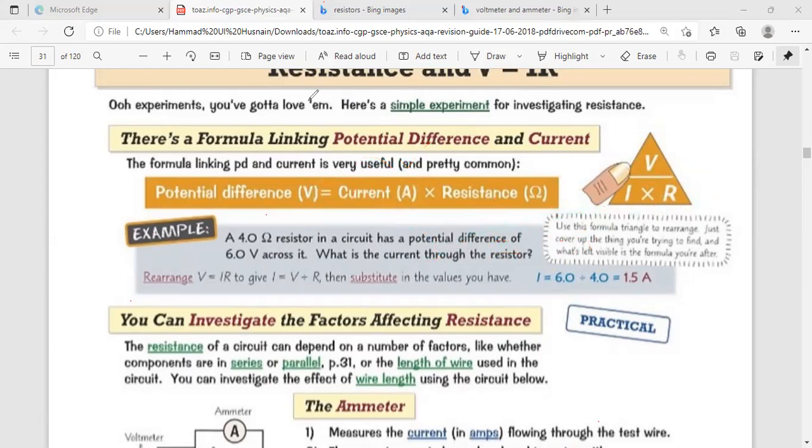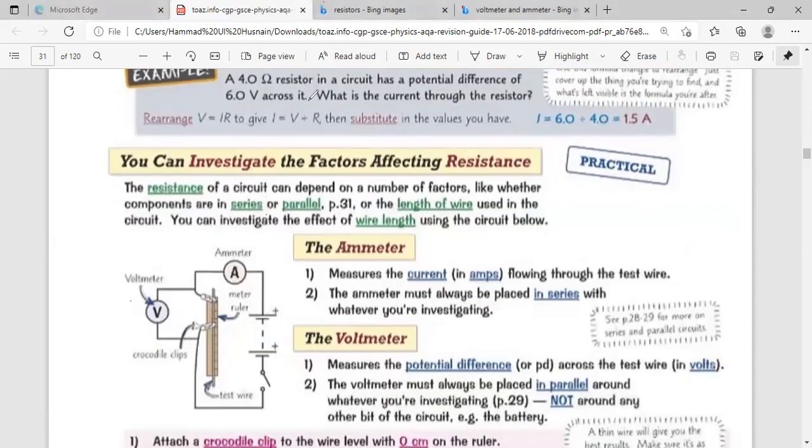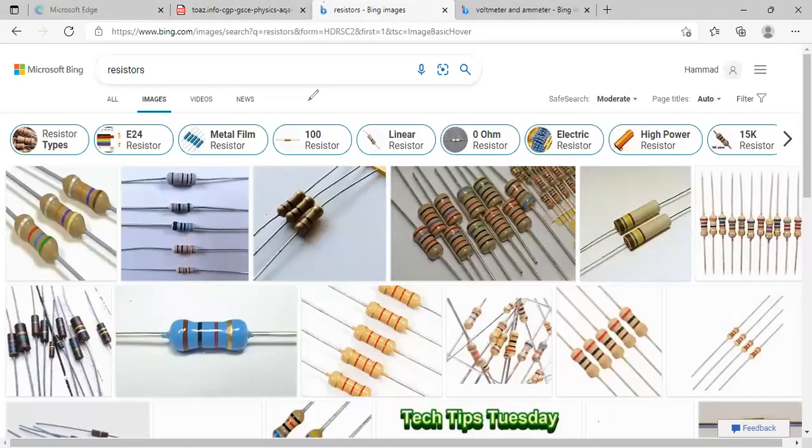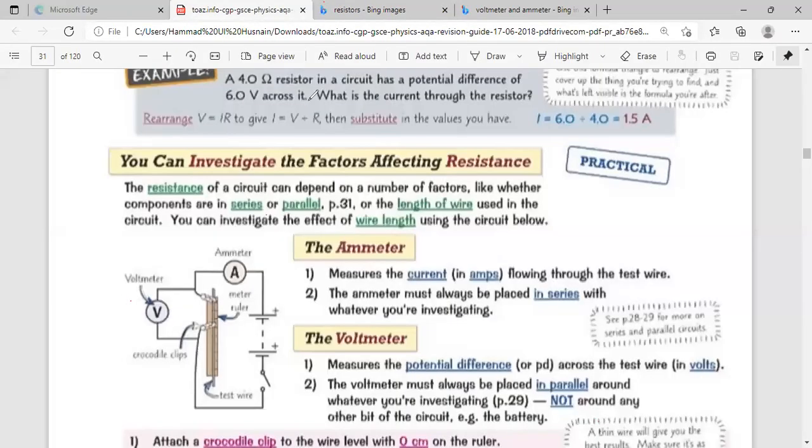If you are clear till this point, now we are moving forward. We have seen these resistors, right? Now, resistors depend on different things. These are the separate components which we connect in a circuit in order to provide resistance, or in order to decrease the amount of current.